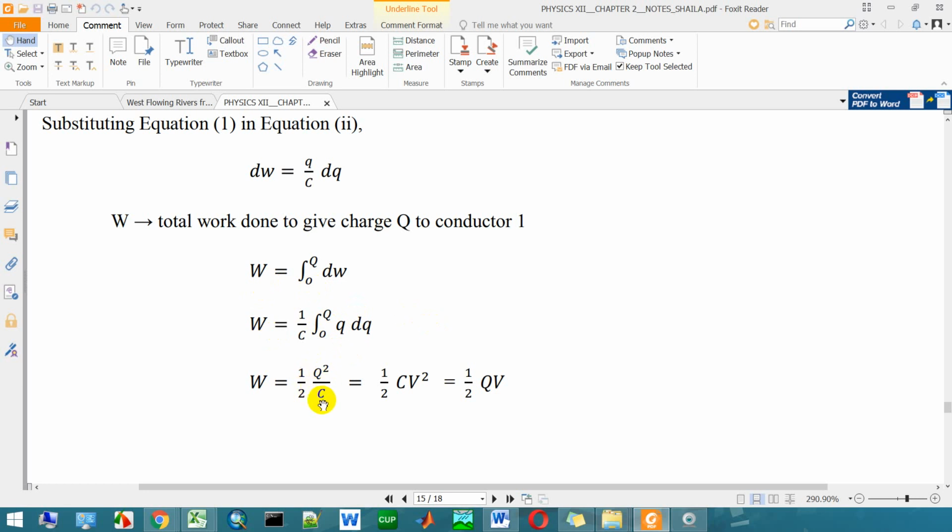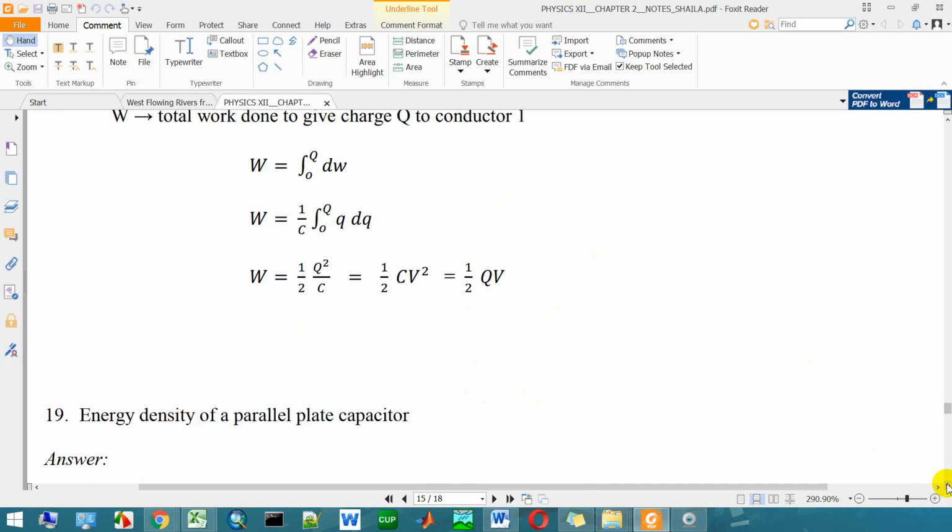Q square by 2C. Again, Q is we know CV. Substituting, we get the work done as half CV square. So in terms of capacitance and potential, it is half CV square. In terms of charge and potential, it is half QV. Again, this is about the energies, and this work done is stored in the form of energy. So these are the three forms of the energy stored in a capacitor.